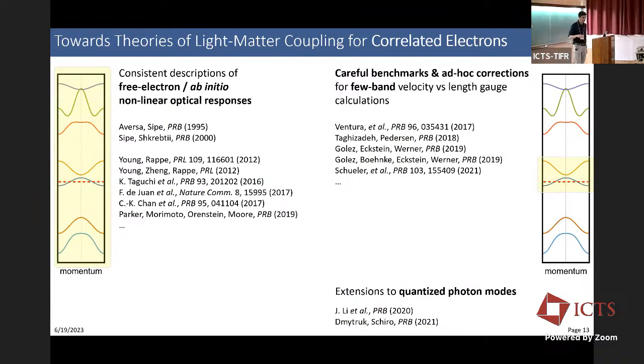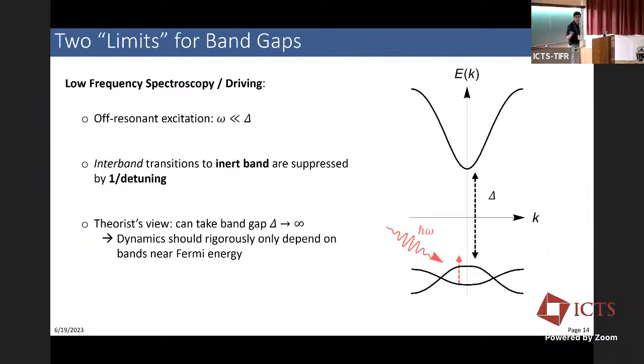Just as a quick literature recap, in a very incomplete survey of the tremendous amount of work that has gone into this, mainly in the context of free electron optical responses: there's been much work in trying to formulate consistent descriptions of nonlinear optical responses, both phenomenologically and ab initio, as well as tackling the problem of gauge invariance in low energy manifolds by benchmarking or including ad hoc corrections in various gauge choices. And more recently, extensions to quantized photons in cavities, which of course have the same challenges.